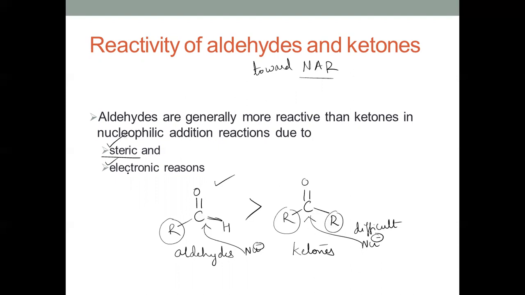And what is the second reason? Electronic reasons. See, here we are saying this is positive, this is negative, because this C=O bond is polar, right? So the more the electrophilic nature of this carbon atom, or the more electrophilicity of the carbon, the more is the reactivity. The more electrophilicity, the more reactivity. So the more electrophilic the carbon, the more reactive it is towards nucleophilic addition reactions.